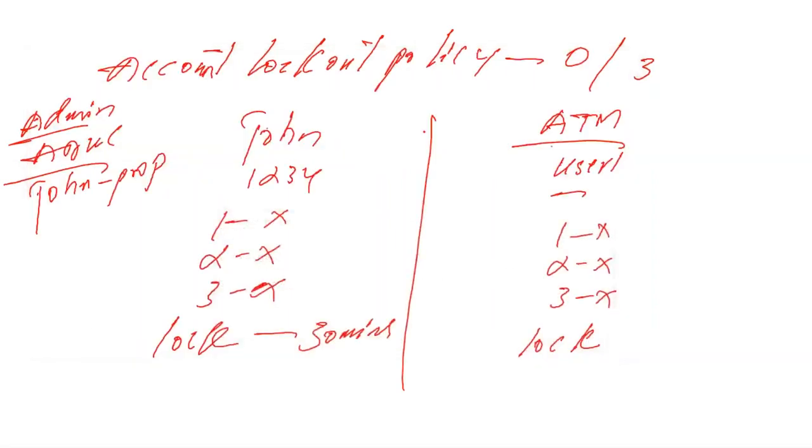In system 1 DC, log in as administrator. Then open the group policy management console. In short, you can say GPM console. Open the group policy management console, GPM console. Okay.